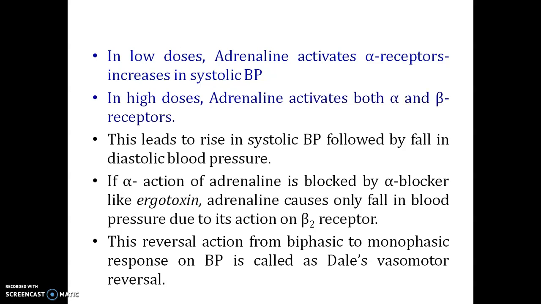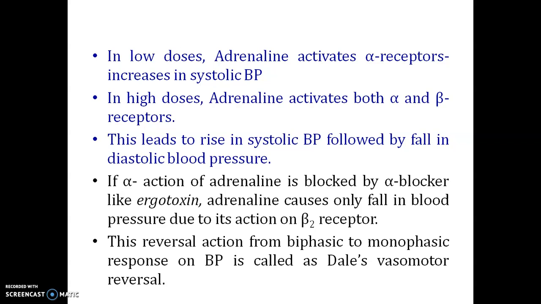So, in higher doses, adrenaline first of all shows an increase in systolic blood pressure due to its action on alpha receptors, which causes constriction of peripheral blood vessels present in the skin and mucous membrane. This action is followed by beta action. As these beta receptors are present in the skeletal blood vessels, they get dilated, which leads to a fall in diastolic blood pressure.